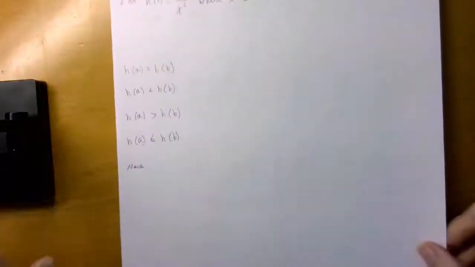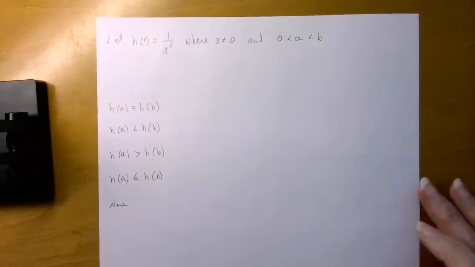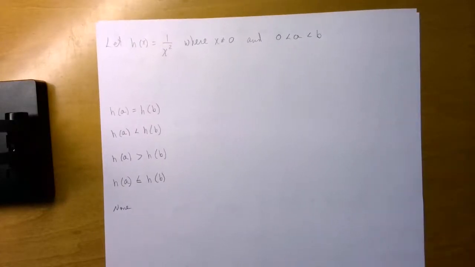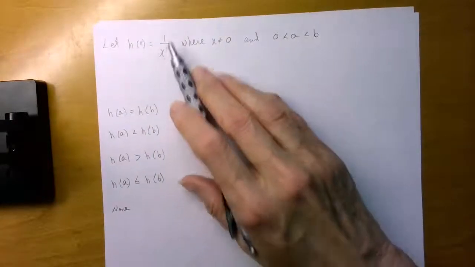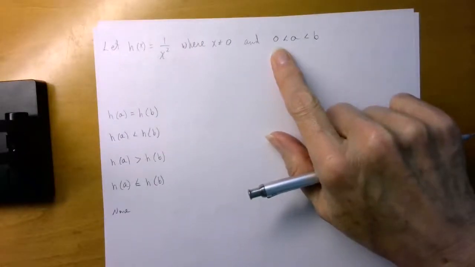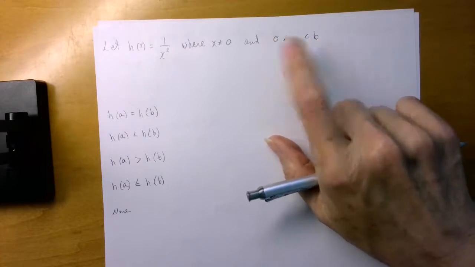This one is also, how I say it, pretty arbitrary and pretty stupid question. But obviously x can't be 0 because we can't have 1 over 0, so they make that clarification. And now they want to know, where a is between 0 and b, which one of these statements is true.